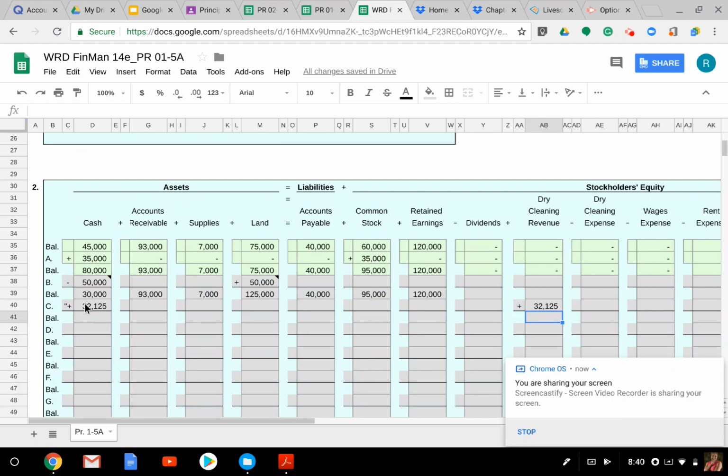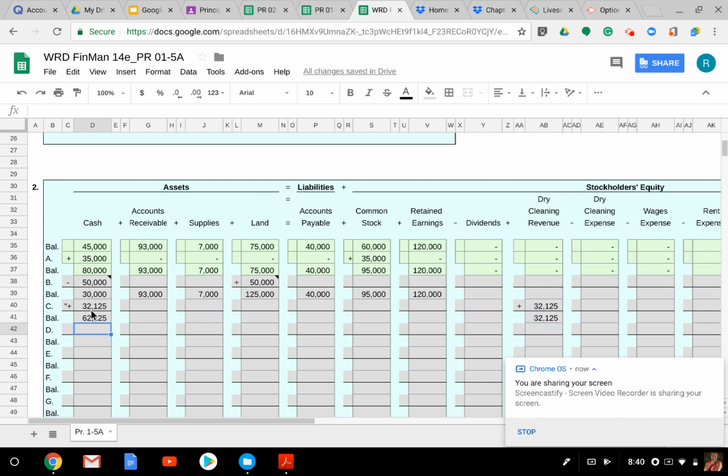What we did on the left, we did on the right. So therefore the balance in revenue, because there were no other transactions, is 32,125. And from here out, I'm just going to do the balances for the accounts that we're working with, that are changing. All the other accounts, you have to bring them down.